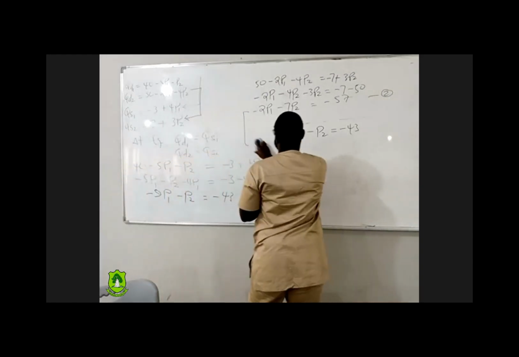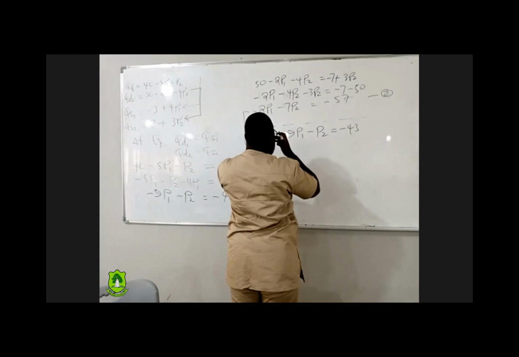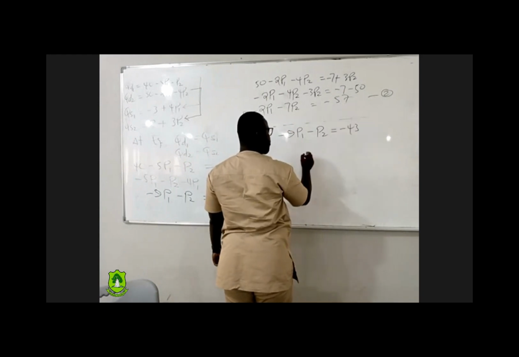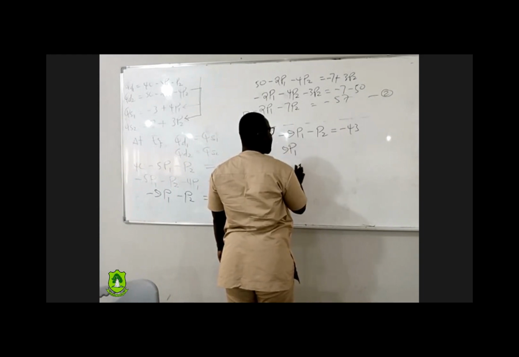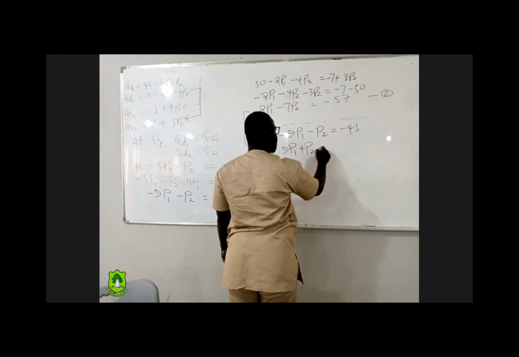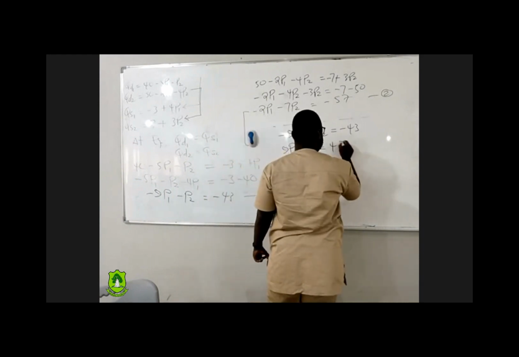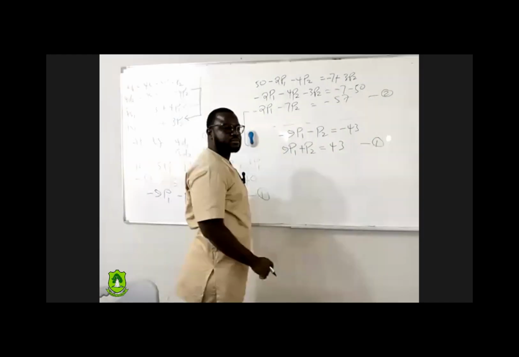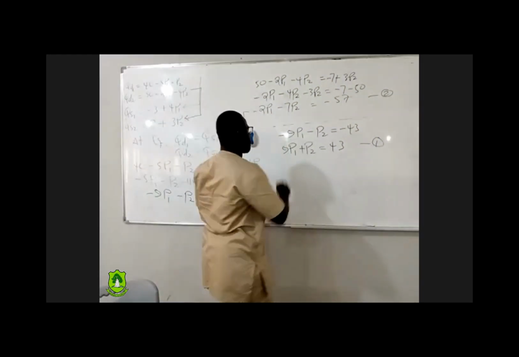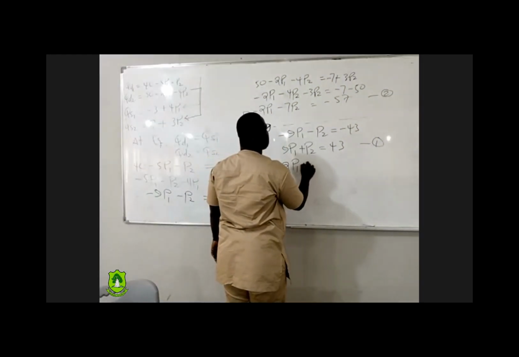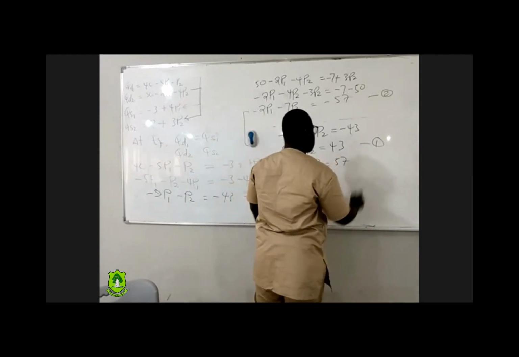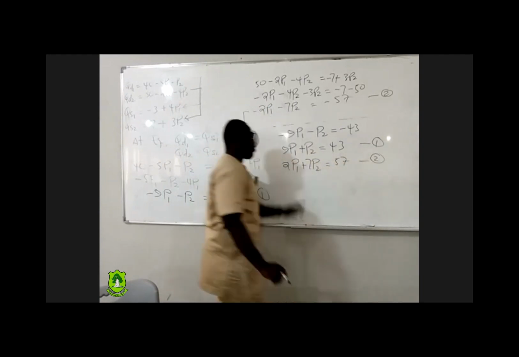Okay, let me just leave this one. If we want to do away with the negatives, this one will cross. Is that not it? So we will have 9P1 plus P2 equals 43. So equation 1. And then here will be 2P1 plus 7P2 is equal to 57. Good. So let's solve this one.